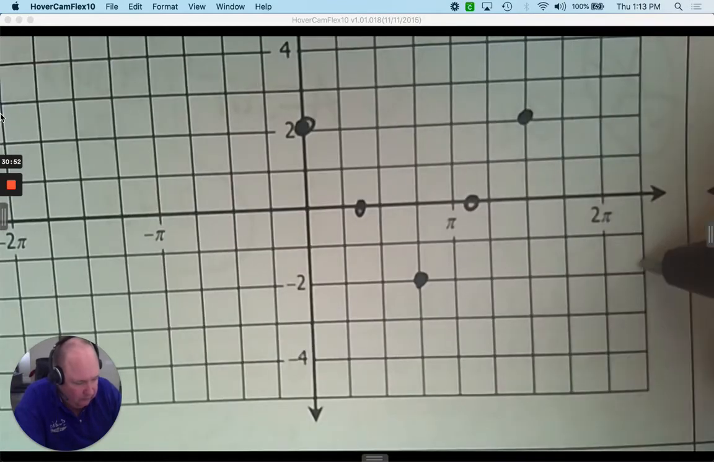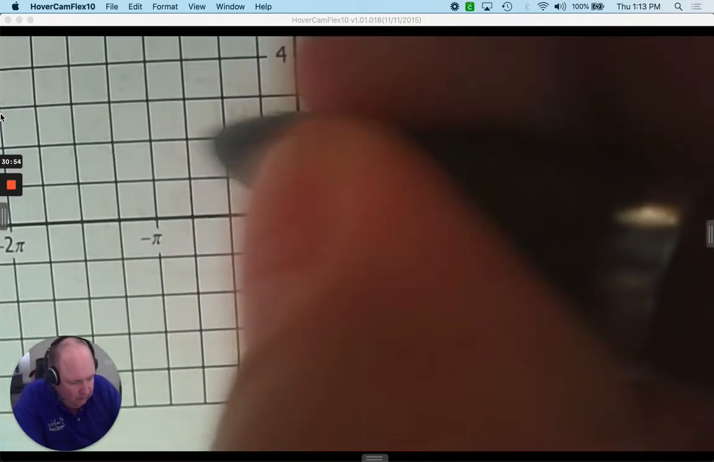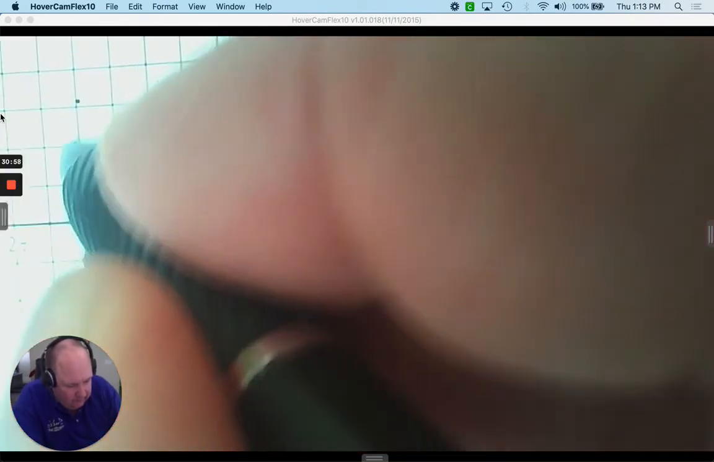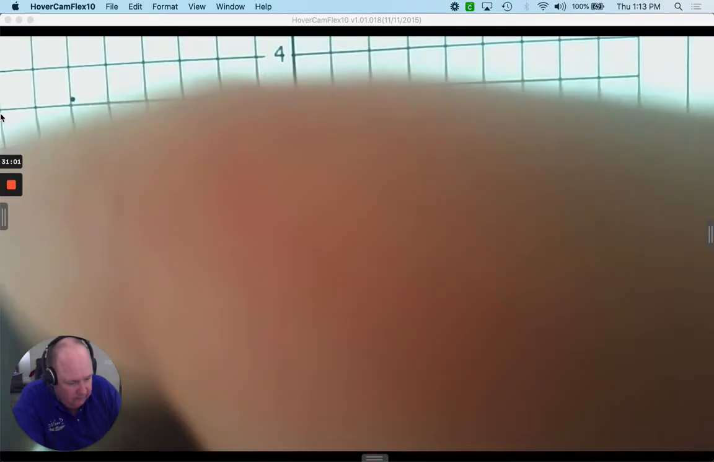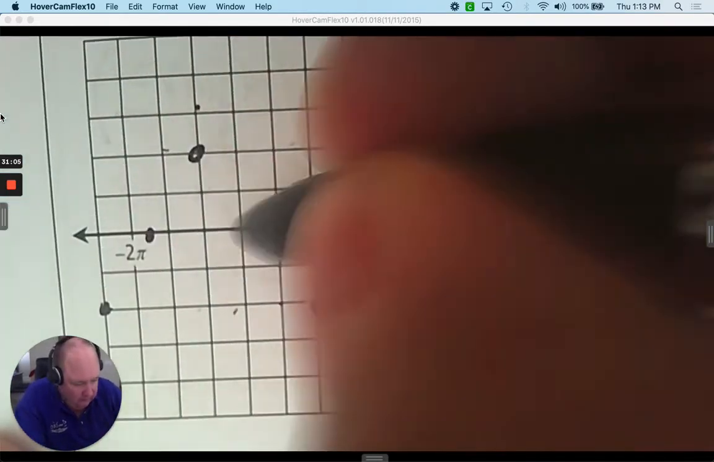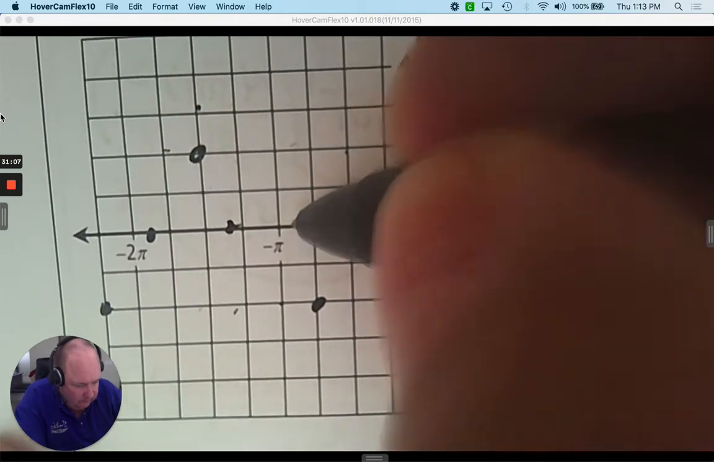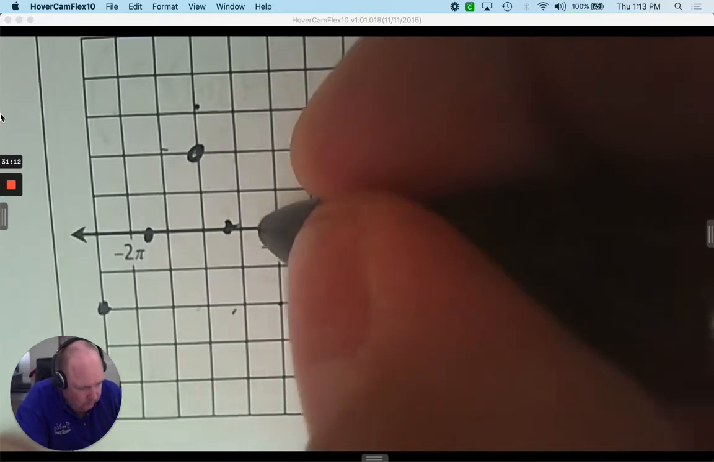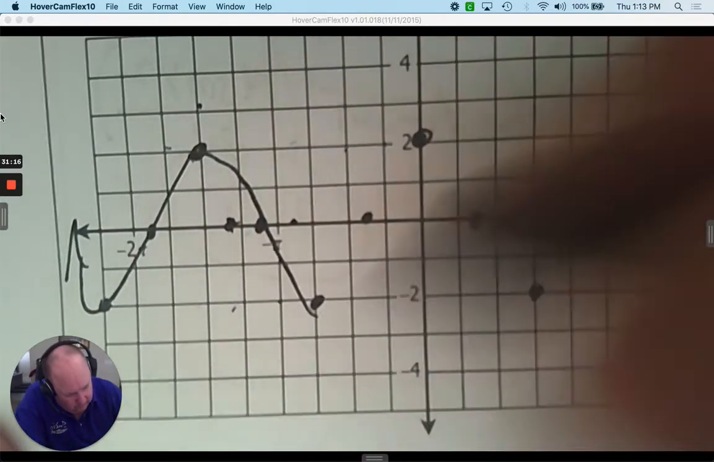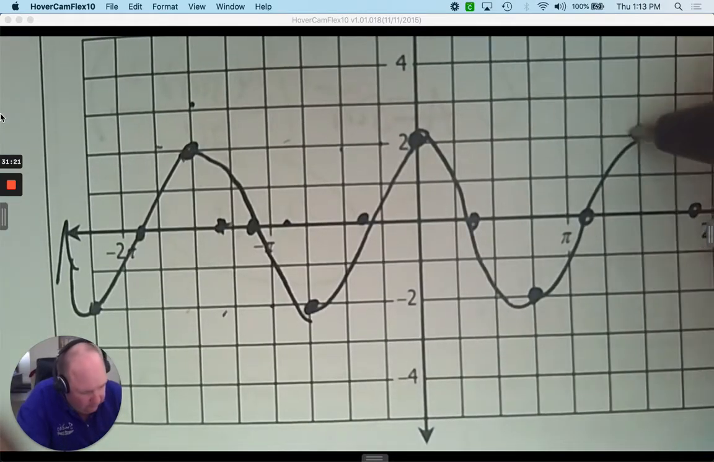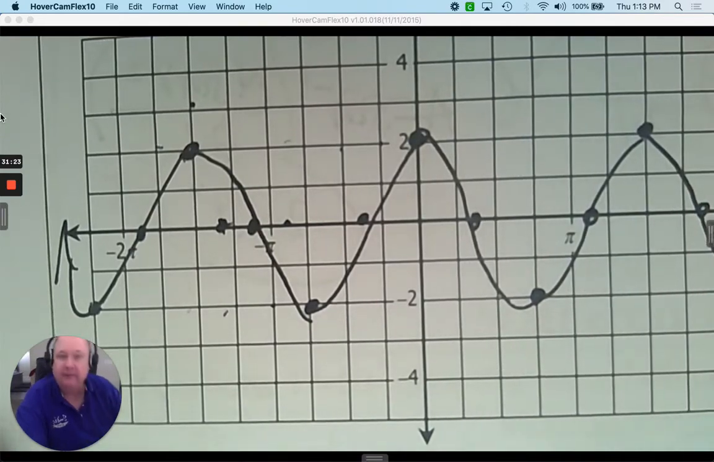So 1, 2, 3, the bottom. 1, 2, 3, the bottom. 1, 2, 3, the top. 1, 2, 3, the bottom. So there's that. Fill in the middle points as you go across. There. Didn't do this middle point. It's there. And it's done.